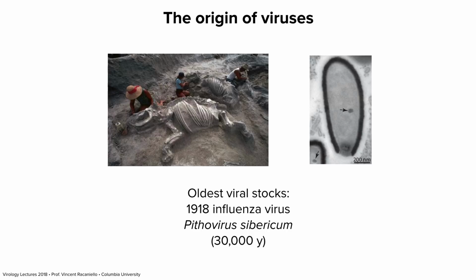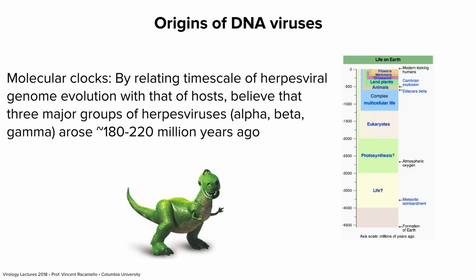For many years, we had no clue because we didn't have fossils like we have with other animals where we can date them and build phylogenetic trees. The oldest stocks we had were 1918 influenza virus, which we reconstructed, and a 30,000-year-old giant virus, which we recovered from Siberian permafrost, but that was really the oldest virus we had. And that doesn't really help you with evolution, where we're talking about 4 billion years of development of life on Earth.